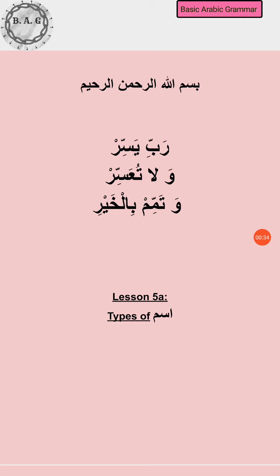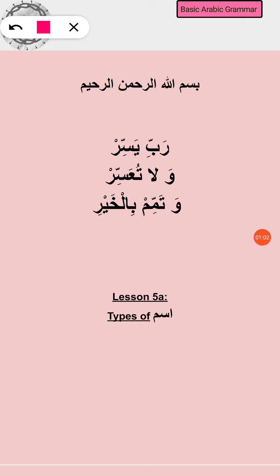So in this lesson, we are going to study the types of ism. Now, in our previous lesson, we had concluded with the term ghair munsarif asma, and I had told you that we'll be studying a great deal about it in the upcoming chapters. This chapter is going to elaborate on that, inshallah.